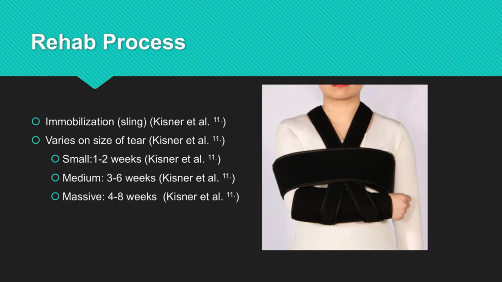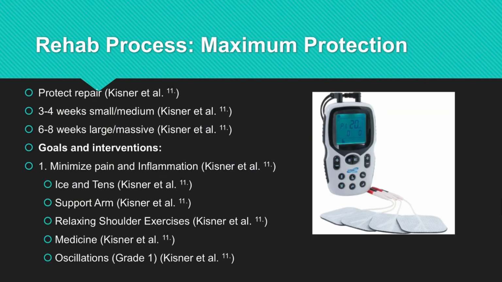For the rehab process, usually after you've had surgery, you want to get a sling, and that varies on the tear. So it's listed, depending on the size of the tear, the amount of weeks that they will need to have the sling on.